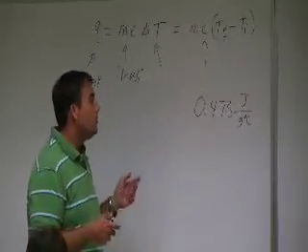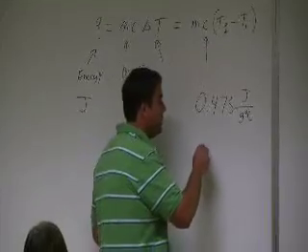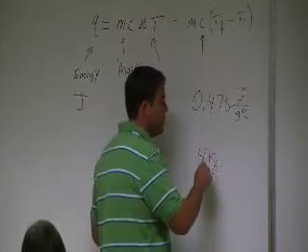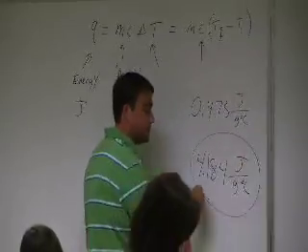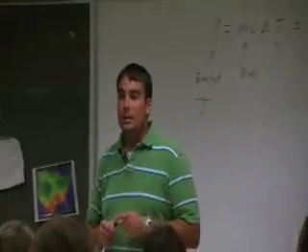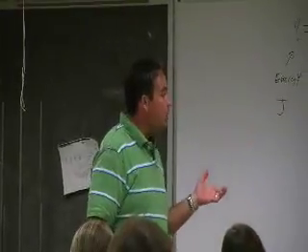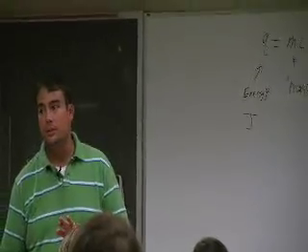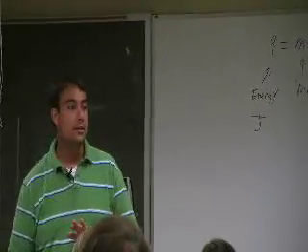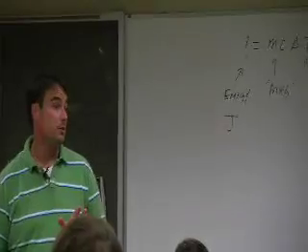Now, what about water? Water's specific heat is 4.184 joules per gram degree centigrade. All right. Now, what do you think about water? Do you think that's a good conductor of heat or not a good conductor of heat? Not a good conductor of heat, right?